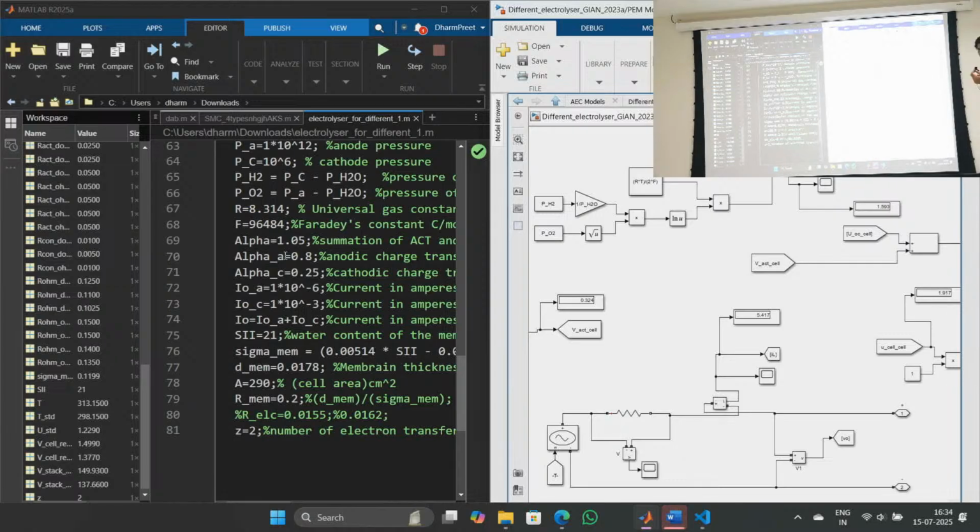Are you done? Okay. Is the .m file working? The model? Please check both the .m file and model are working.